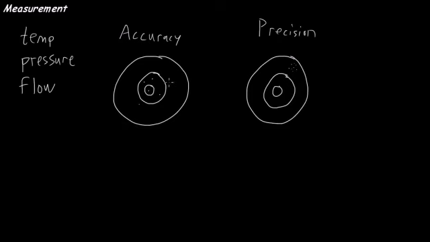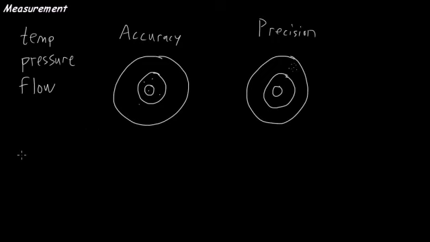And this concept applies to measurements. Some sensors, when we measure temperature, for example, will be very accurate but not very precise, or vice versa. So you need to understand where you're getting your data from.